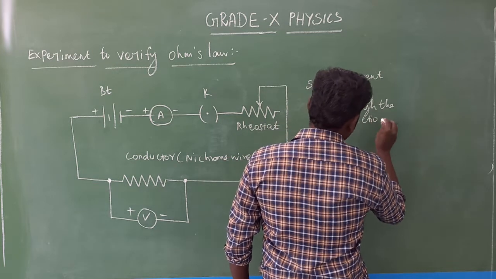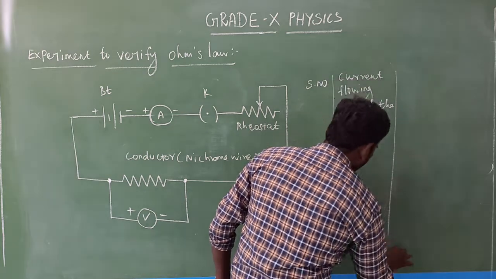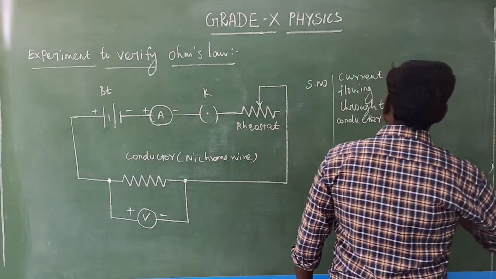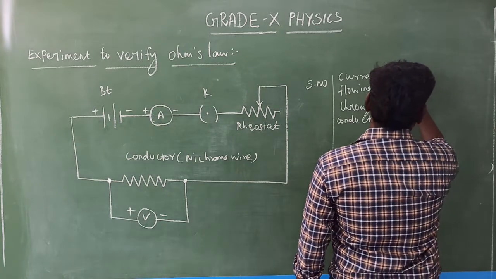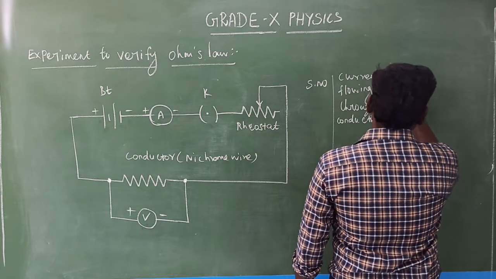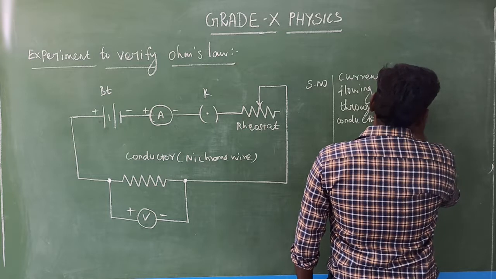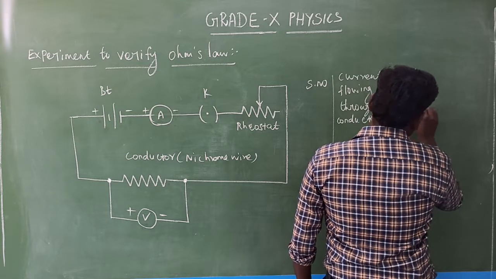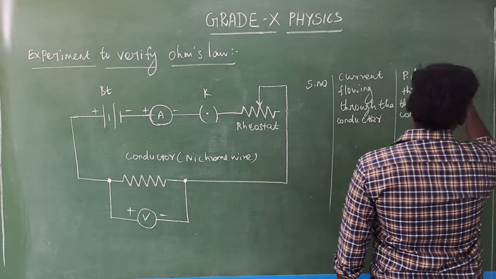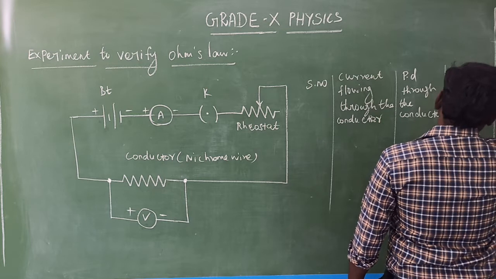First one is the serial number, and second one, how much current is flowing through this conductor. Which conductor? Nichrome wire. This is the unknown resistance. Next one, potential difference, PD. Potential difference through the conductor. And last one, that is resistance value. Resistance of conductor.